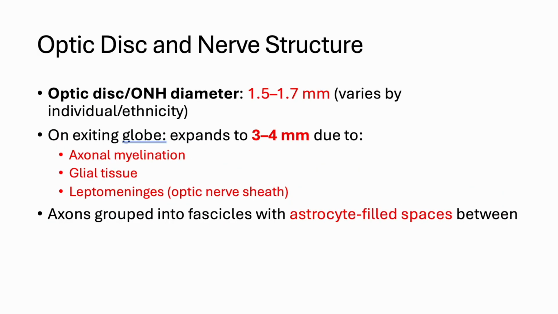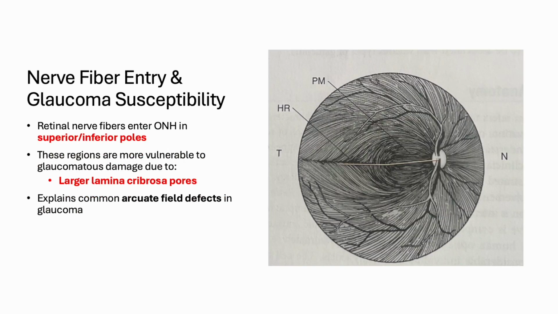The optic disc, or optic nerve head, typically measures between 1.5 and 1.7 millimeters in diameter, although this can vary by individual and ethnicity. As the optic nerve exits the globe, it expands to 3 to 4 millimeters in diameter due to axonal myelination, the presence of glial tissue, and surrounding connective tissue layers known as the leptomeninges. Within the nerve, axons are grouped into fascicles, which are separated by astrocyte-filled spaces that help support and insulate the fibers.